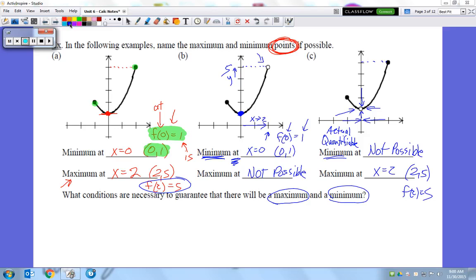What conditions are necessary to guarantee that there will be a maximum and a minimum? Okay, so the conditions are it has to be a closed interval, and we know it has to be a continuous function. That just goes without saying.